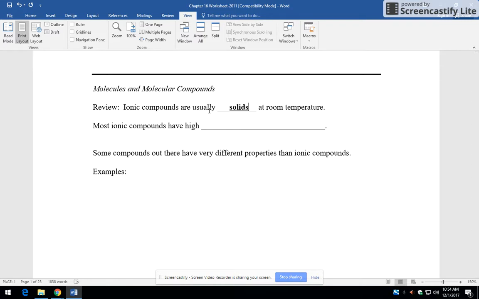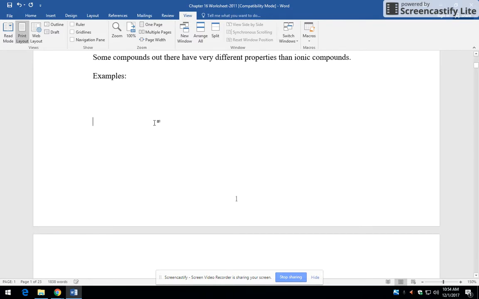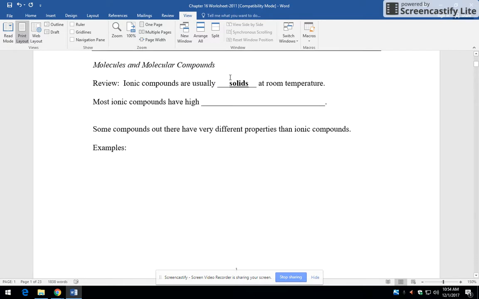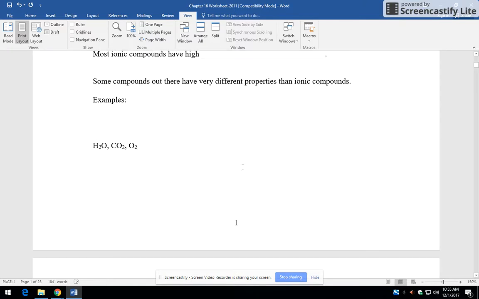Some compounds out there, though, have very different properties than ionic compounds. And they don't follow this rule. Some examples might be things that aren't solids at room temperature, things like water or carbon dioxide, or everybody's oxygen. Okay, these are all covalent compounds, and you could even throw a couple more in there if you want. They have very different properties than ionic compounds.